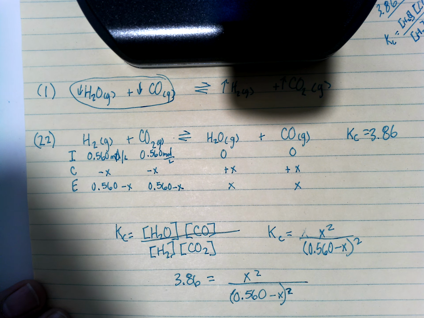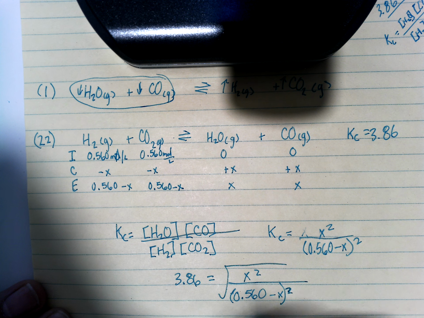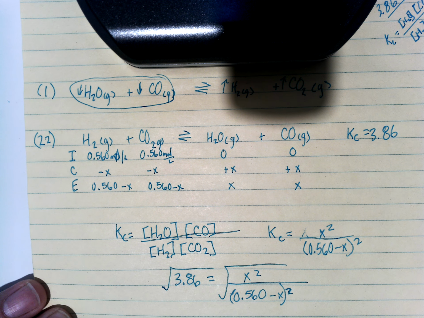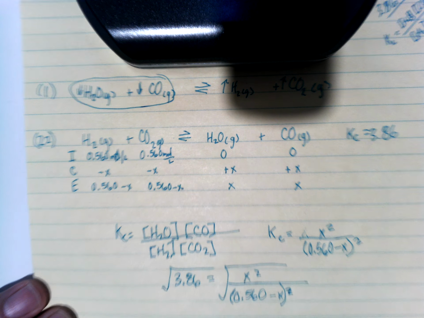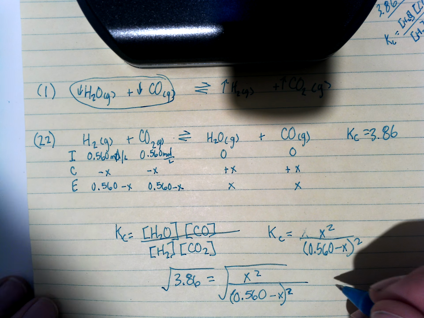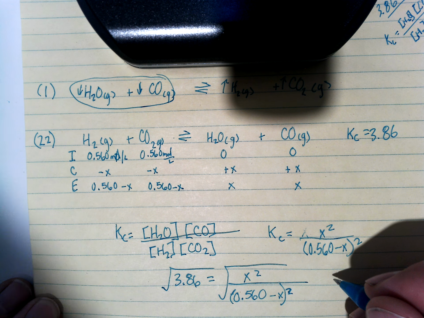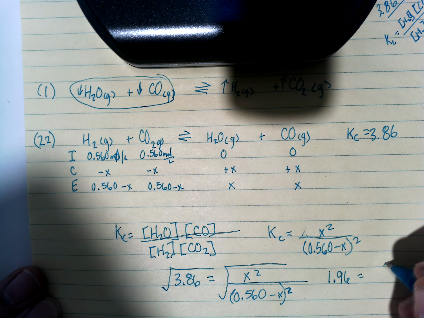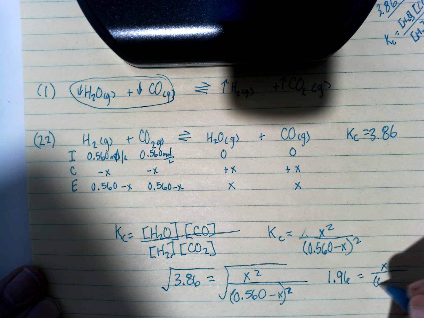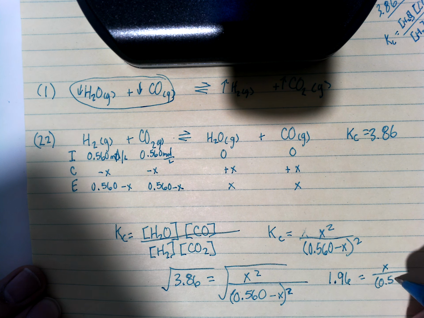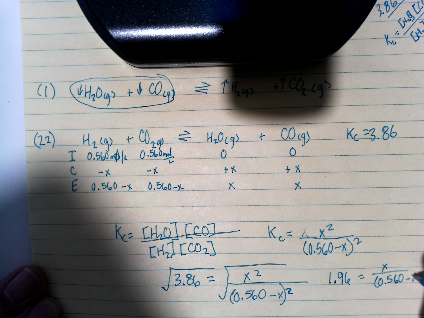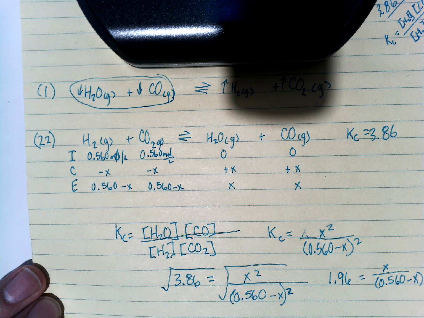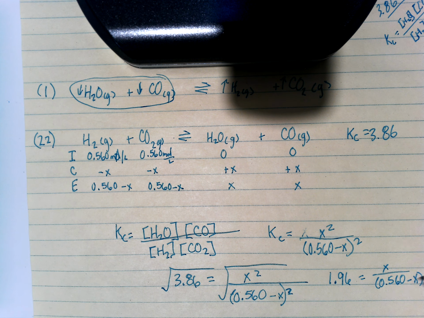Okay, now we can work with this. First thing we want to do is square root both sides. That's going to get rid of our squared, which will make things a whole lot easier. The square root of 3.86 is 1.96. That's going to equal x over 0.560 minus x. Now we're just using algebra to solve for x.